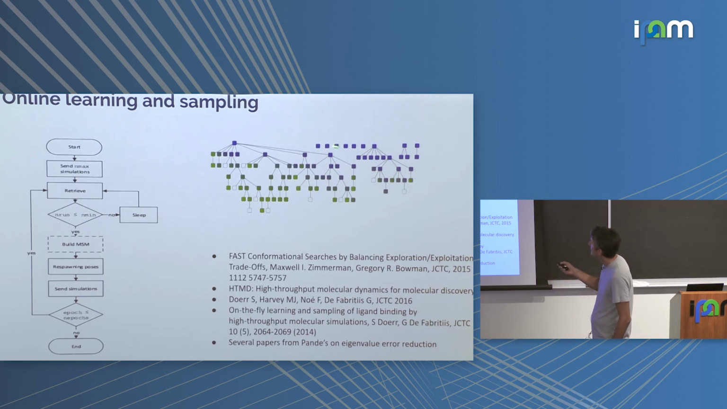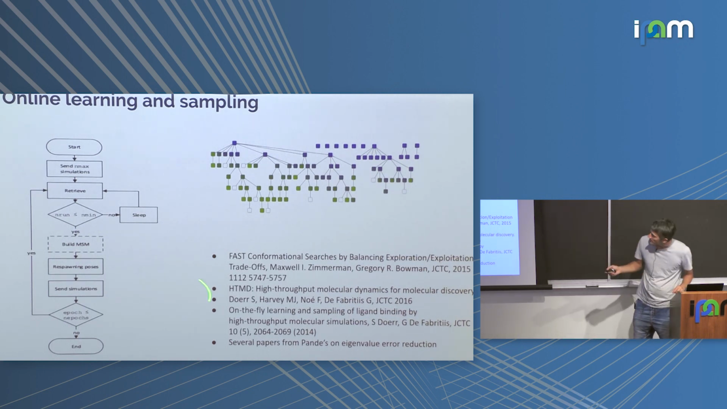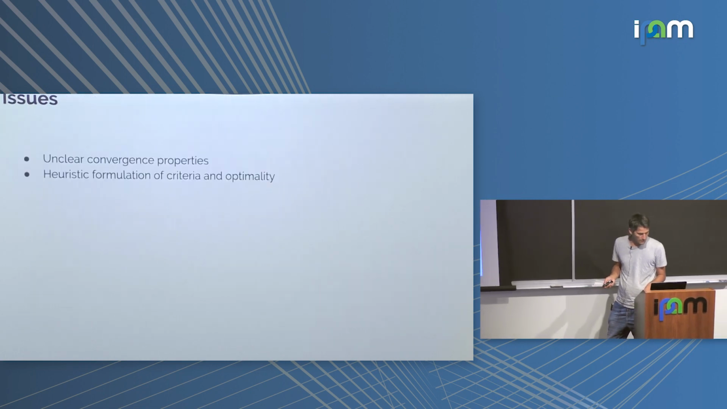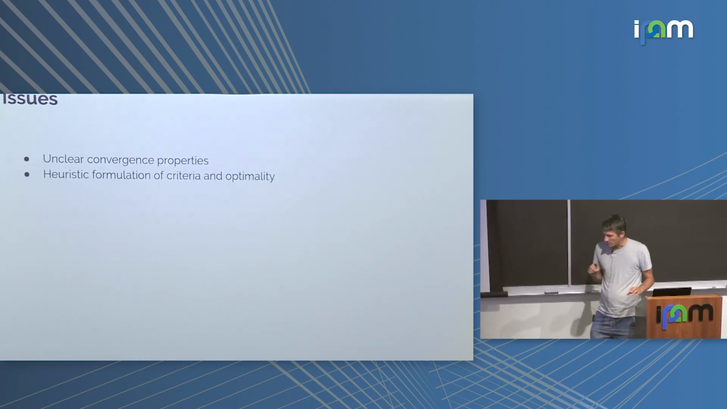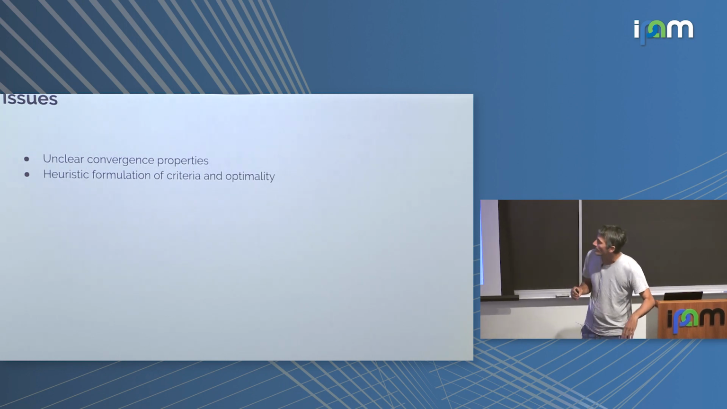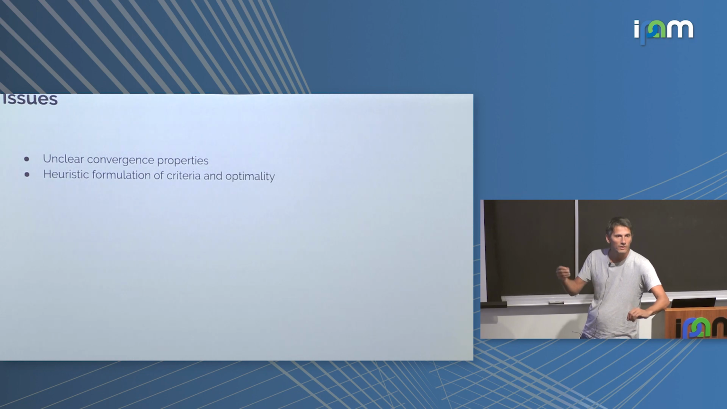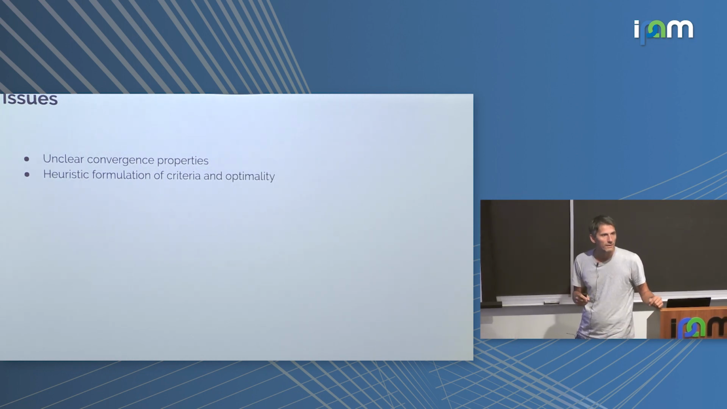Like, for instance, you start from these blue ones, and then you restart from this one, but you don't restart from these ones, and then you restart mainly from here, and then mainly from here, and then mainly from here. So it creates a kind of tree of restarting conditions. Now, there are several papers that have been working on this. And I think all these papers suffer from unclear convergence properties. It's unclear what we are doing. It's all a little bit heuristic.